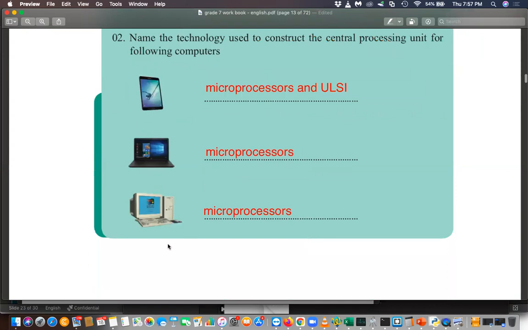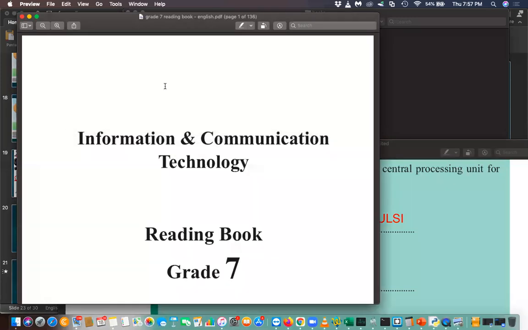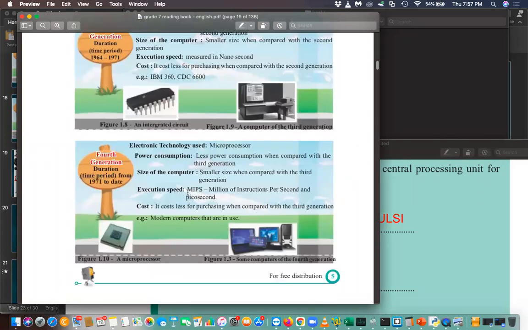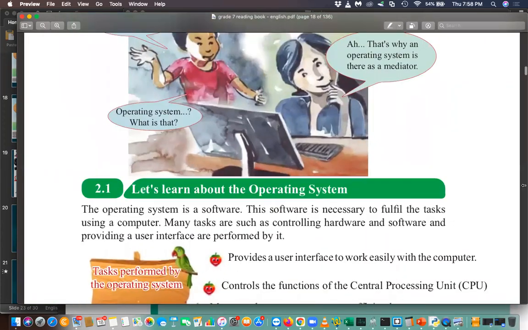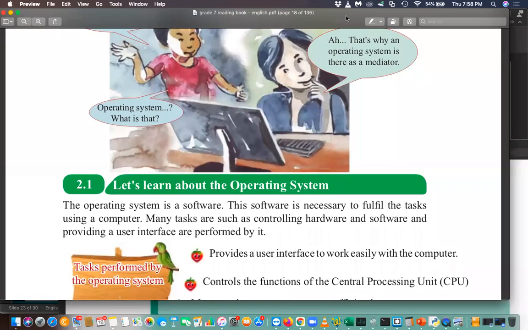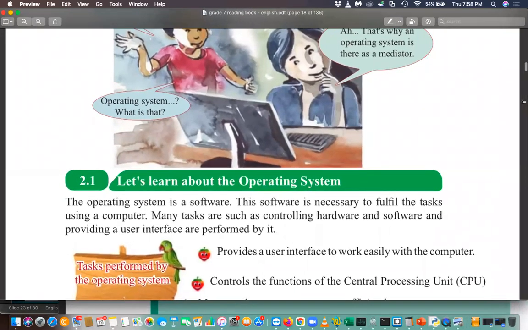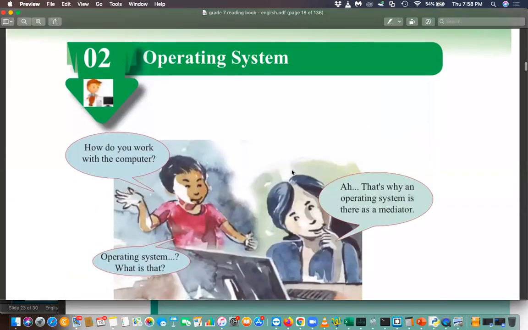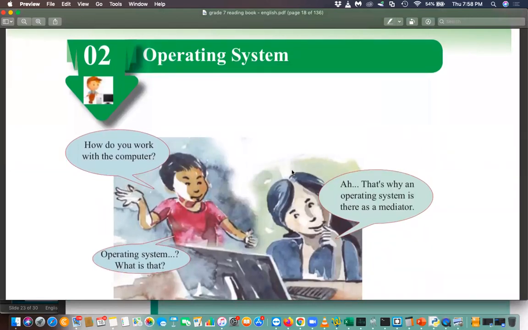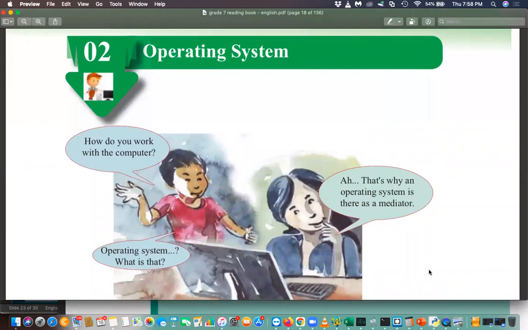Right. So let's move to our new lesson. In the reading book, the new lesson is operating systems. Here you have very special practicals. When you are doing the practicals next day, sometimes we will be starting practicals related to this in your practical session. That's very, very important, because now we are going to start practicals related to your lessons in your book.